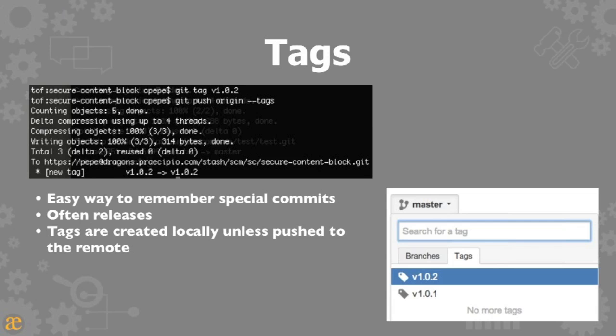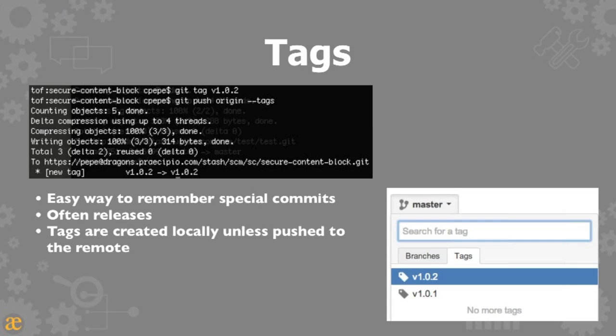So tags are just a way of remembering an individual commit. Each commit has a unique ID. That's true for every version control system that's out there. There's some way of identifying an individual commit. Tags are just an easy way of being able to identify a specific commit. So they're just a point in time.